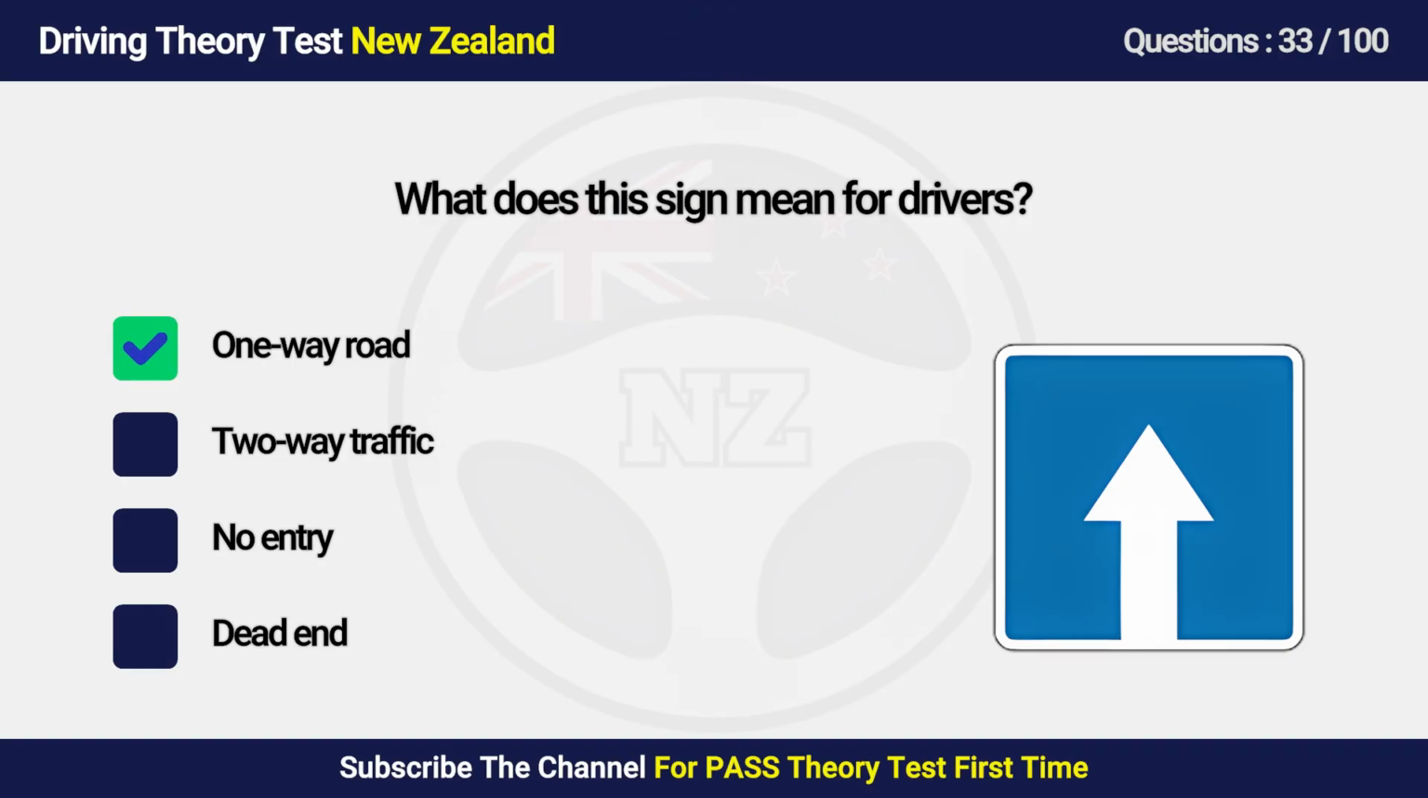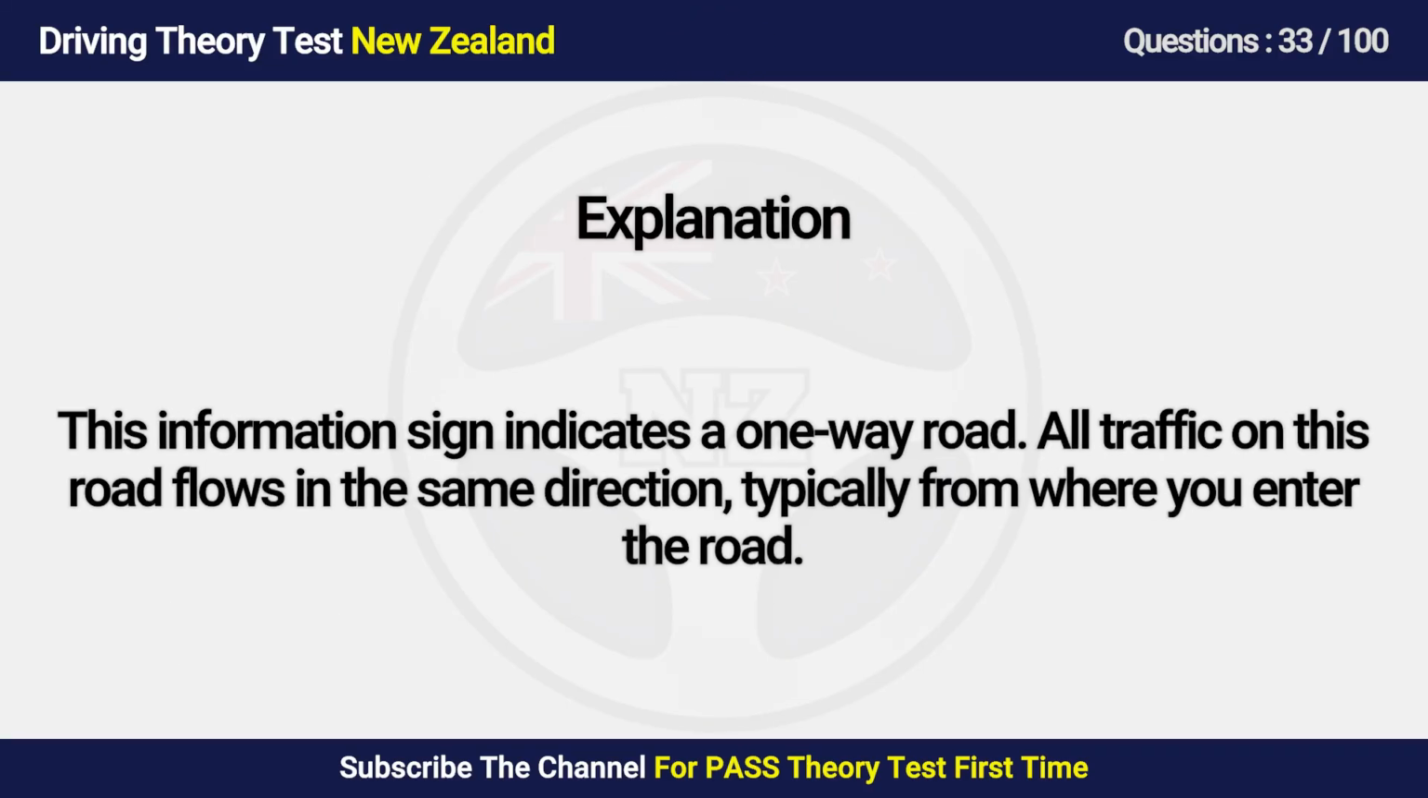Answer is A. One-way road. This information sign indicates a one-way road. All traffic on this road flows in the same direction, typically from where you enter the road.